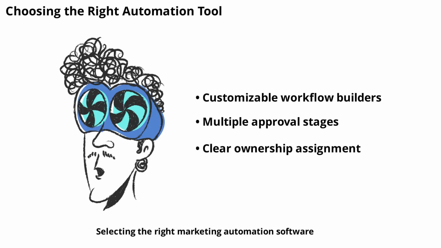Selecting the right marketing automation software is crucial for effective workflow design. Look for tools that offer customizable workflow builders, support for multiple approval stages, and clear assignment of ownership. Popular options include HubSpot, Marketo, and Salesforce Marketing Cloud. Evaluate each tool based on your team's size, campaign complexity, and integration needs. The right software will make it easy to automate repetitive tasks while maintaining control over approvals and ownership.